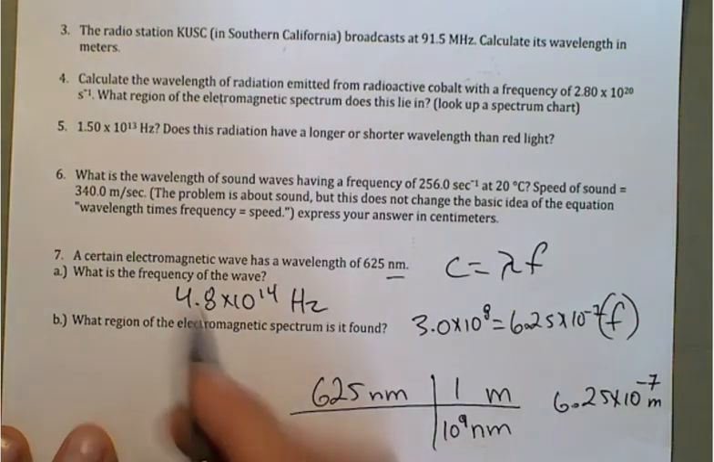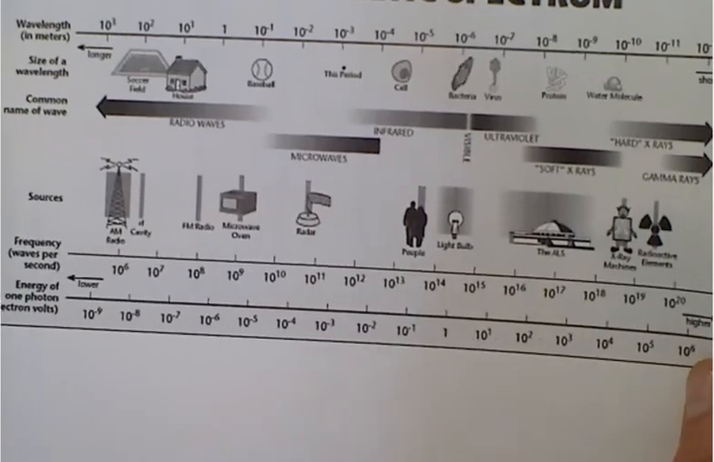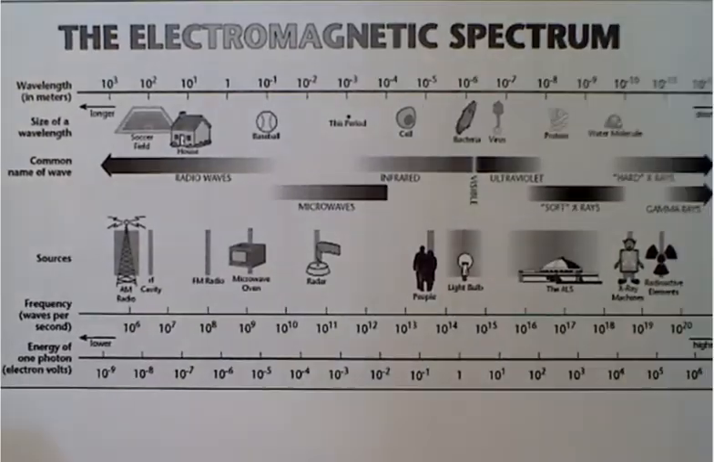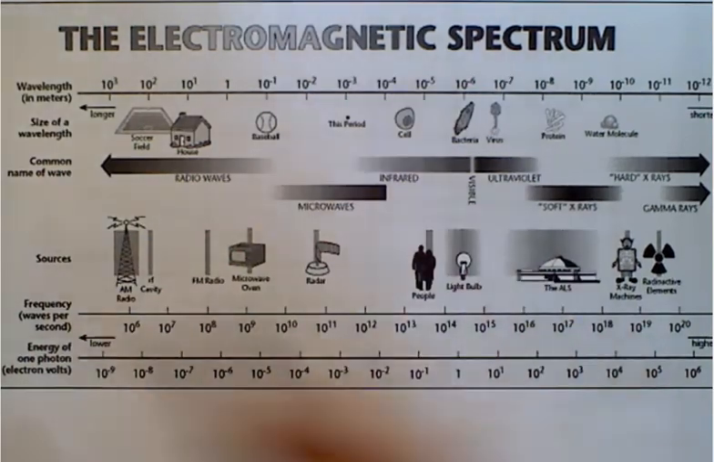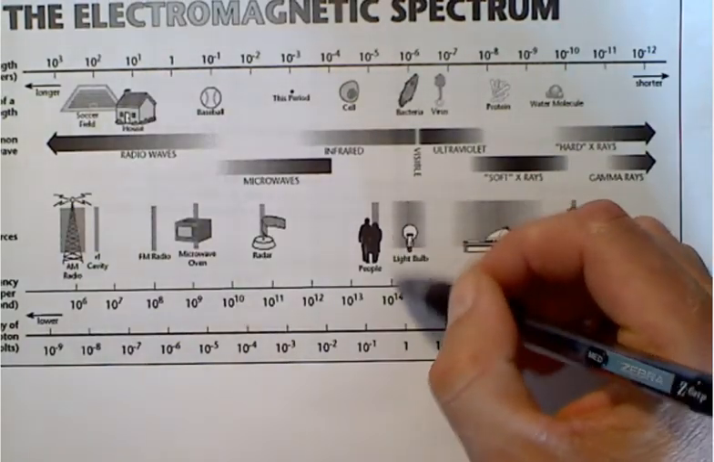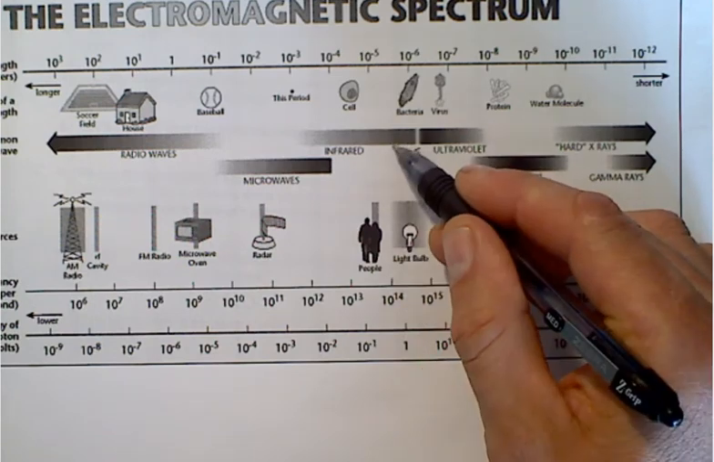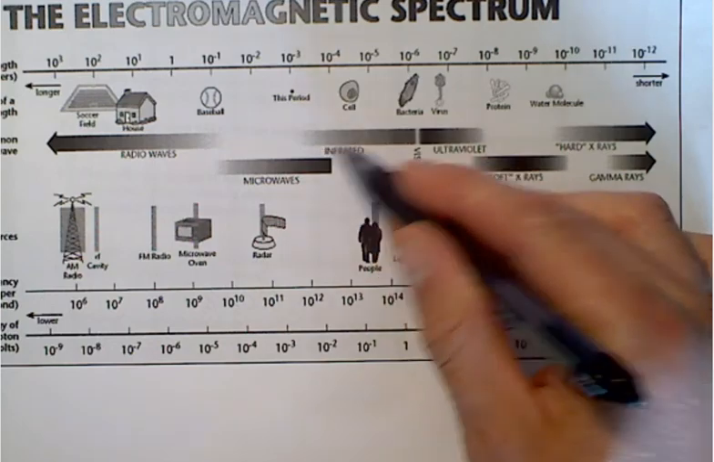Now it asks me, what region of the electromagnetic spectrum is it found? Now, I provided this for you in the problem on there, but this right here is another copy I've got, so I can show this to you. The electromagnetic spectrum. Okay, so I can look at it 2 ways. I can do wavelength or I can do frequency. Since we solved for frequency, let's use that. So my frequency was 10 to the 14th. So 10 to the 14th is right here. And then here is my range right here. So if I look at this, it actually ends up right there in the infrared.